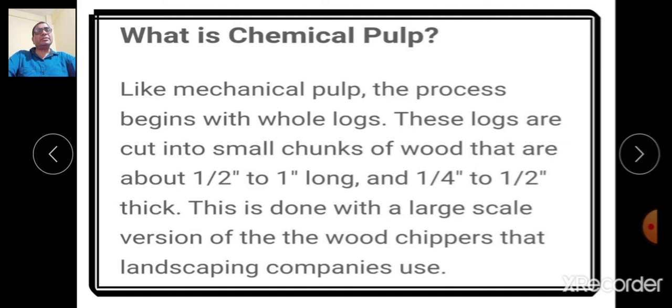Now, the second variety is chemical pulp. Like mechanical pulp, the process begins with whole logs. These logs are cut into small chunks of wood that are about half to 1 inch long and 1/4 inch to 1/2 inch in thickness. This is done with a large scale version of the wood chippers that landscaping companies use.